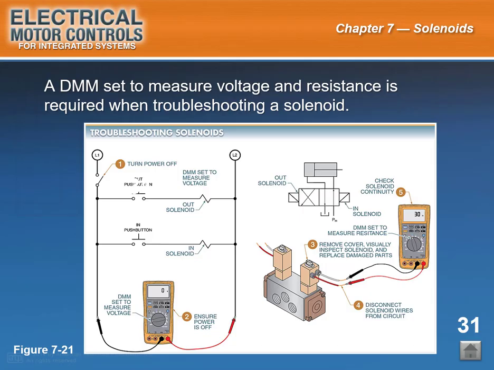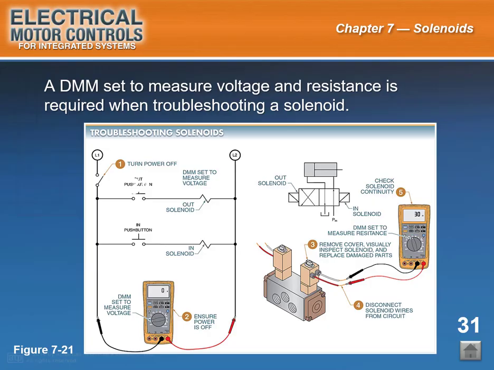Start of slide 31. Slide caption. A DMM set to measure voltage and resistance is required when troubleshooting a solenoid. See figure 7-21. To troubleshoot a solenoid, the following procedure is applied. 1. Turn off electrical power to solenoid or circuit. 2. Measure the voltage at the solenoid to ensure the power is off. 3. Remove the solenoid cover and visually inspect the solenoid. Look for a burnt coil, broken parts, or other problems.